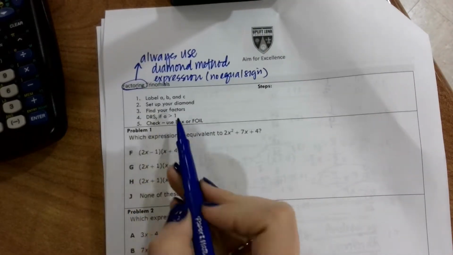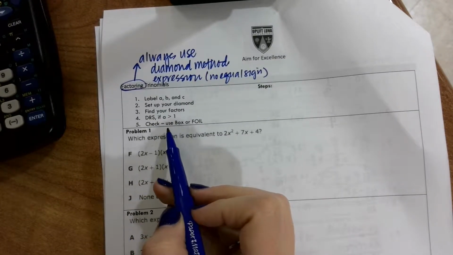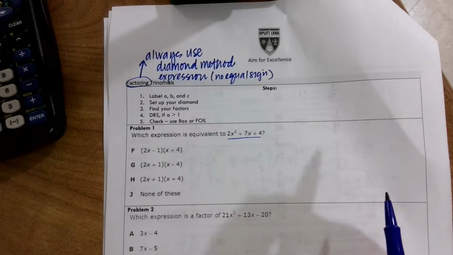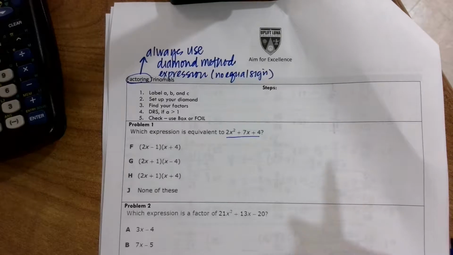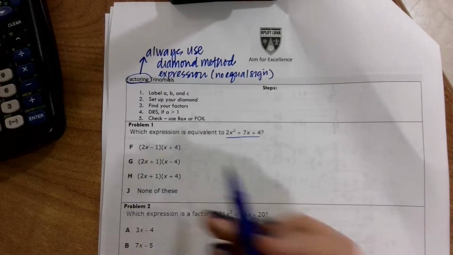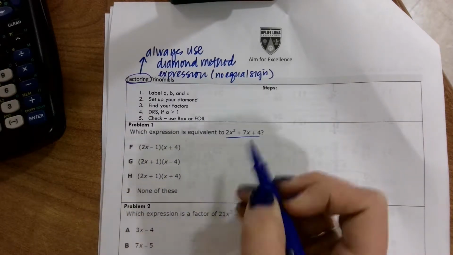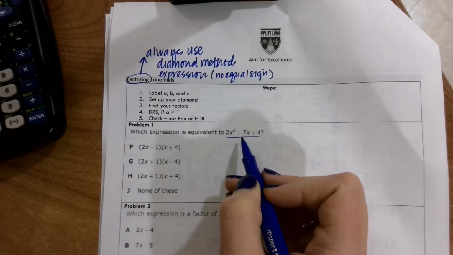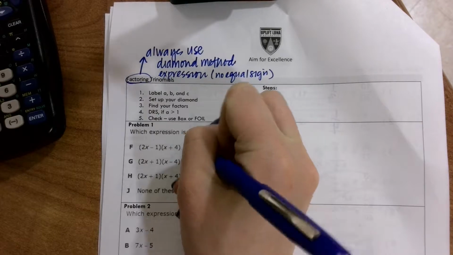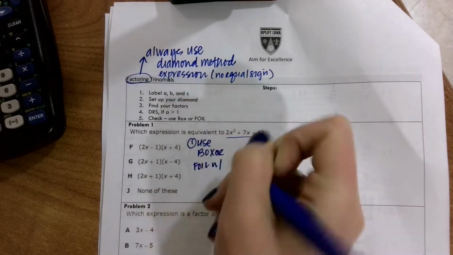You label your A, B, and C, you set up your diamond, find your factors, DRS if A is greater than 1, and then you check using box or FOIL. So it says which expression is equivalent to this trinomial right here. Now if you ever forgot how to do factoring, you would be able to multiply these two factors together in order to see which one matches up with this trinomial right here. So one way of doing this is using box or FOIL with the answers.